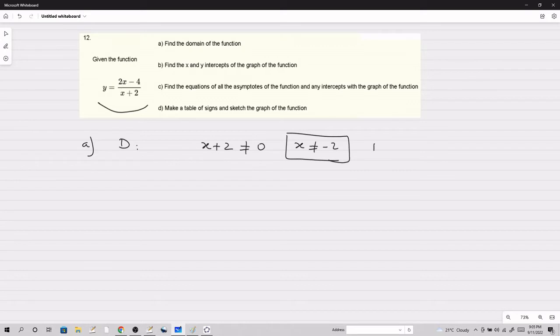So this is the domain, and we may write it using ranges or intervals: minus infinity to -2, union -2 to plus infinity. So it's all real numbers except -2.